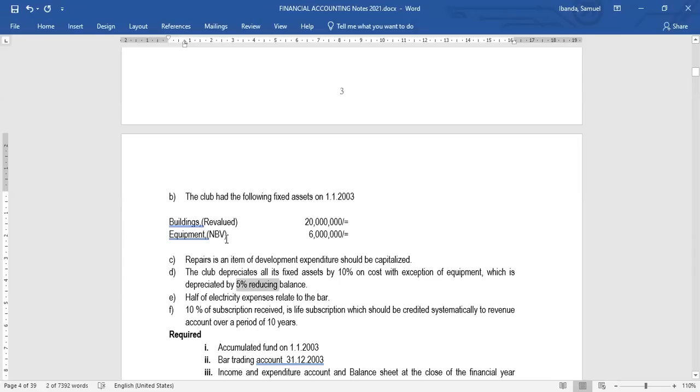Now, what this helps us is that they have already given us the net book value of equipment. Now, in case they had given us cost, okay, we would go and get the cost less accumulated depreciation to get the net book value, and then subject it to the 5%. Remember, reducing balance is on net book value. So they have actually given us the net book value already, okay?